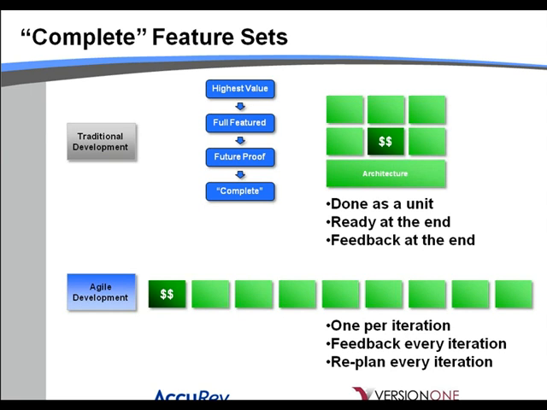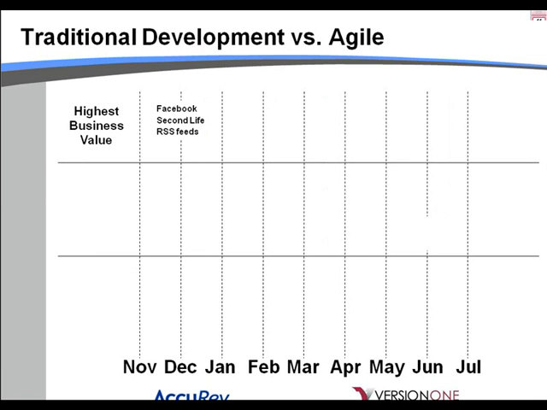So let's bring it all together here. Side by side, traditional development and Agile. So we're going to look at a 6-month project. We're going to have the exact same circumstances in both cases. We start out with the highest business value being a Facebook plugin, Second Life plugin, and RSS feed support. And engineering says you can have it out here.